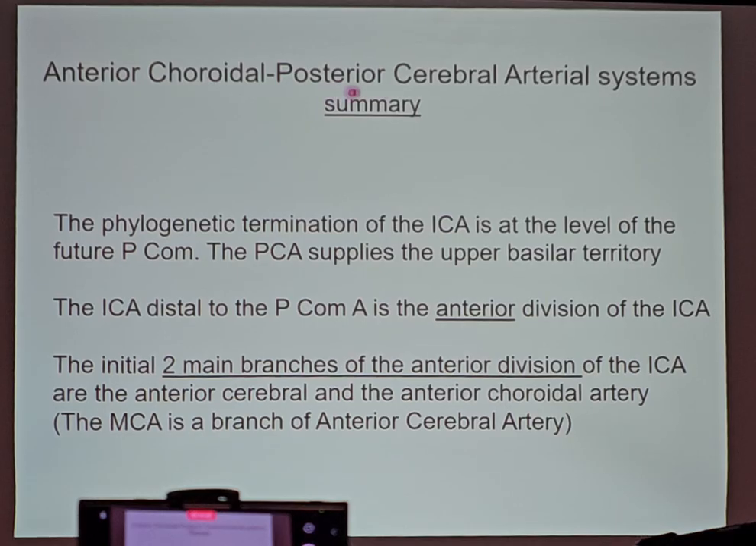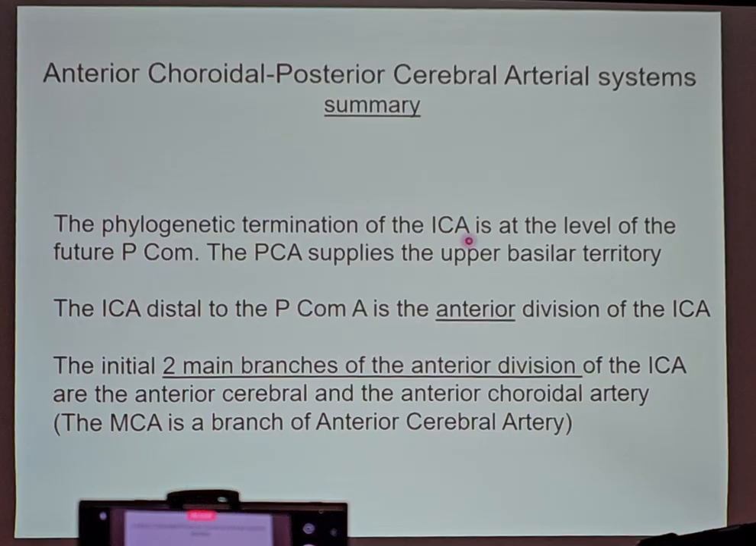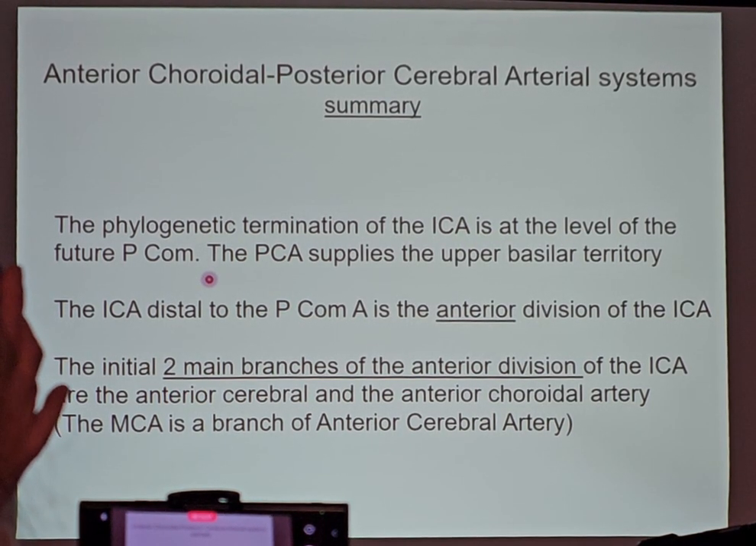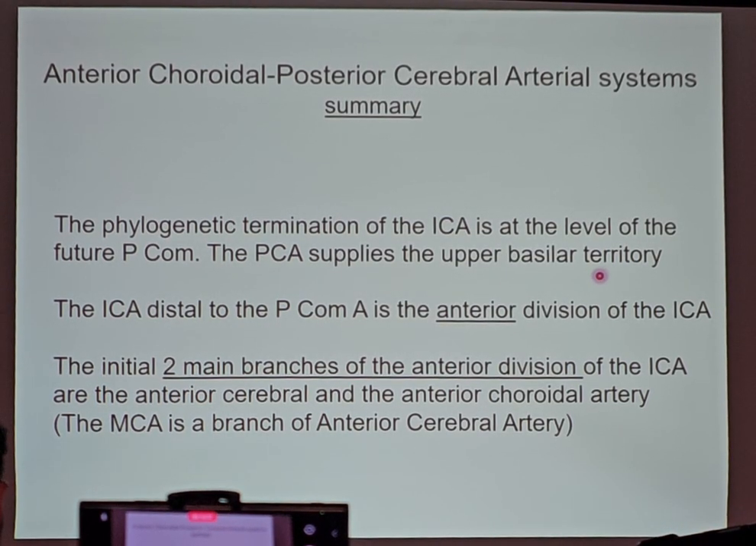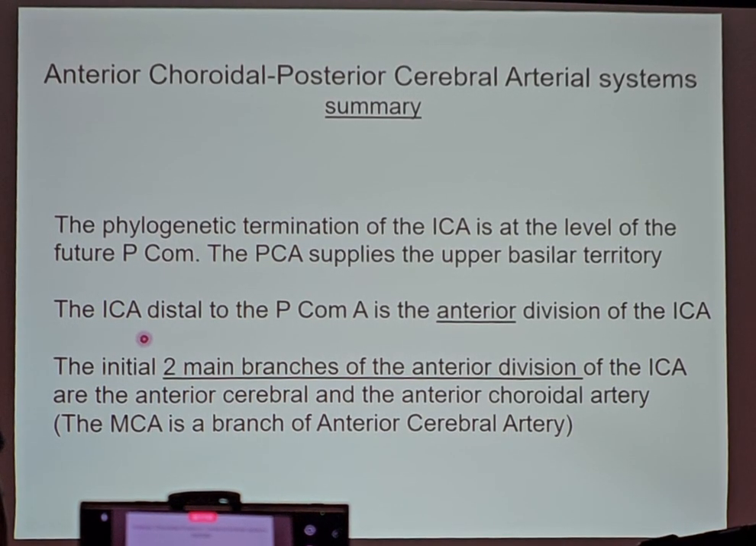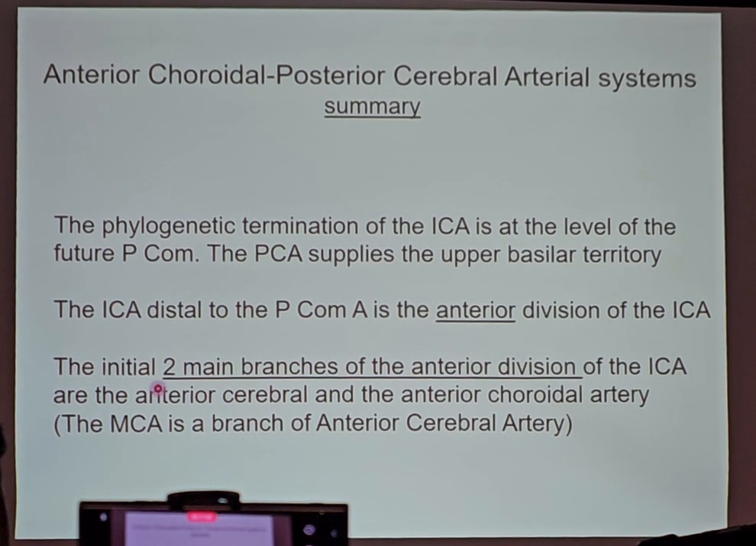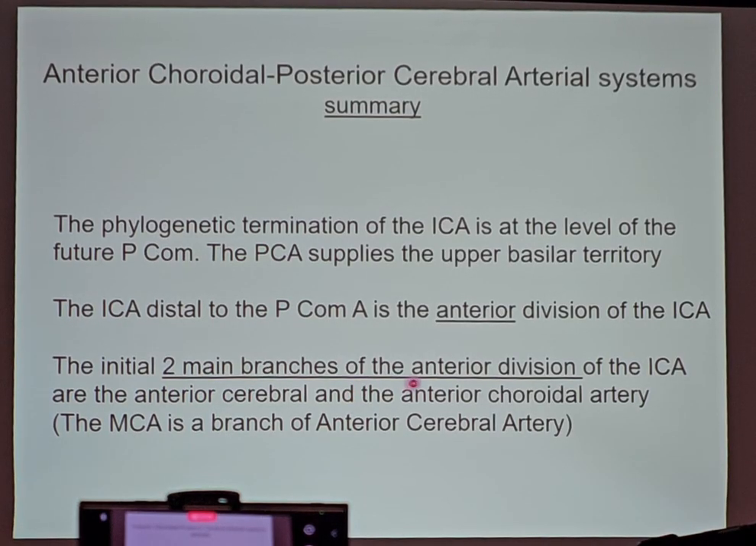So the anterior choroidal and posterior cerebral arterial system summary. The phylogenetic termination of the internal carotid artery is at the level of the future PComm. Remember, we discussed it multiple times, phylogenetically speaking, the posterior cerebral artery supplies the upper basilar territory. That's the original regional supply. The internal carotid artery distal to the PComm is the anterior division of the internal carotid artery. Its initial two main branches are the anterior cerebral and anterior choroidal arteries.